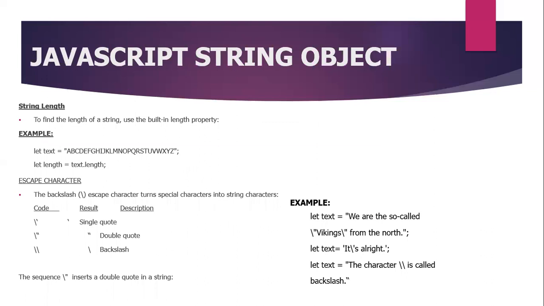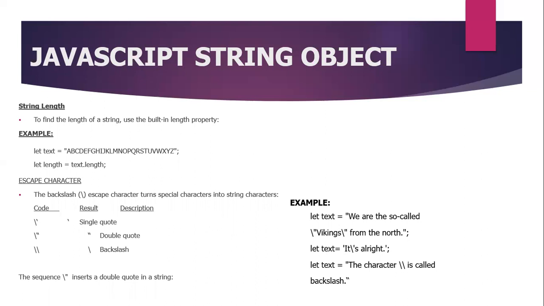String length. To find the length of a string, you can use an inbuilt property, string length. For example, let text is equal to A, B, C, D up to Z. Let length is equal to text dot length. So the length variable will have the value 26.